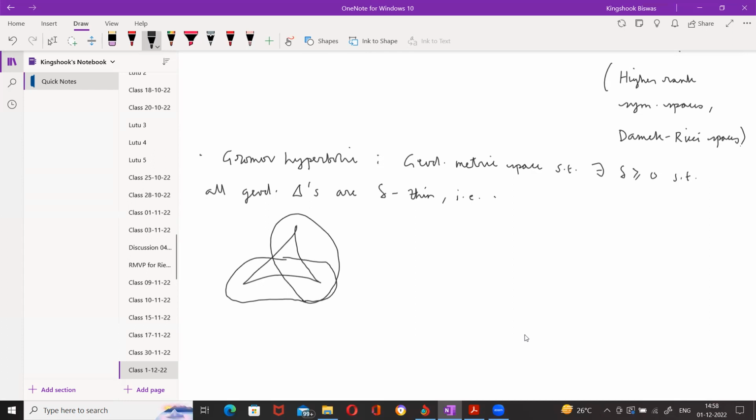So each side is contained in the delta neighborhood of the union of the other two sides.